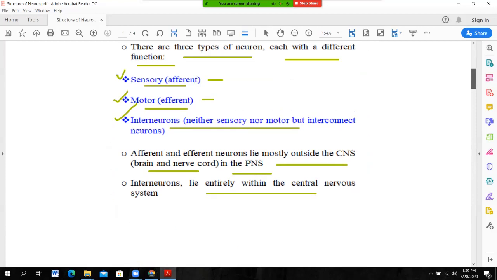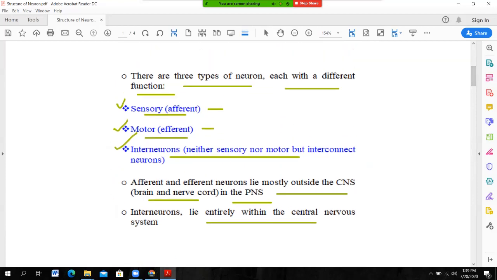In the function of these neurons, sensory neuron carry impulses or messages from the receptors towards the central nervous system. Interneuron or interconnected neuron connect the two neurons, and motor neuron carry messages from the central nervous system towards the effectors.